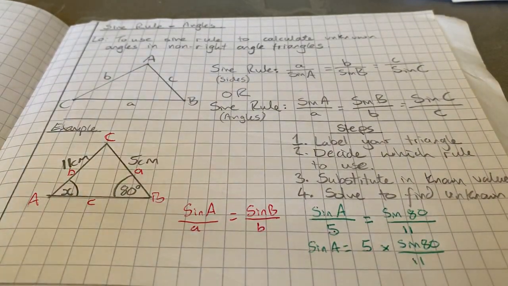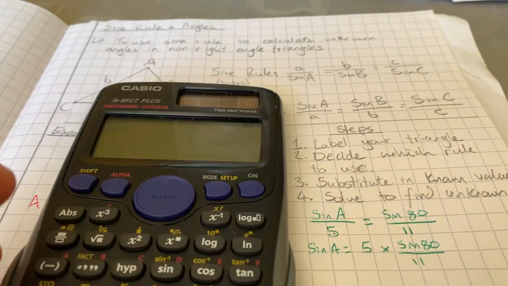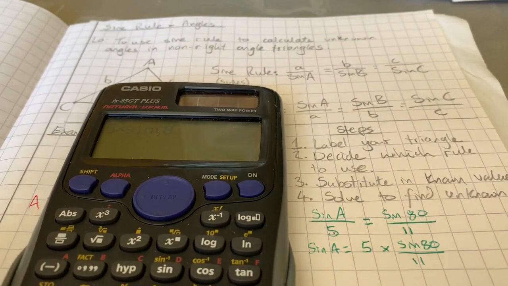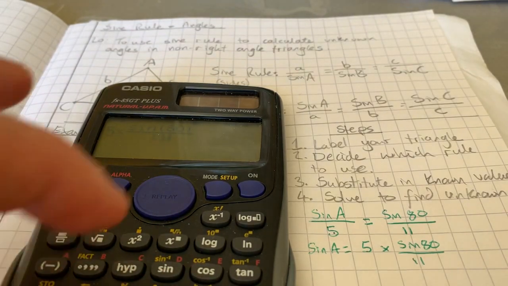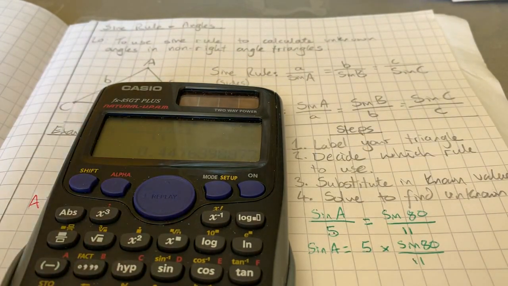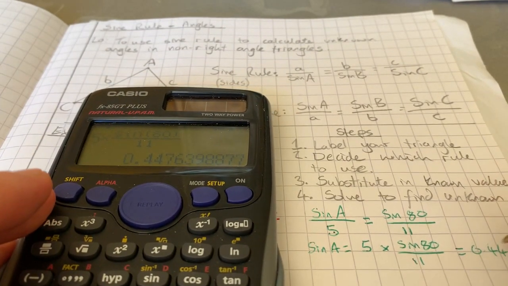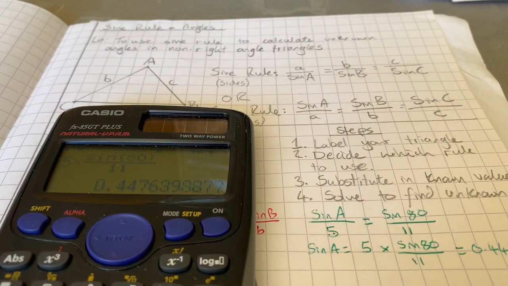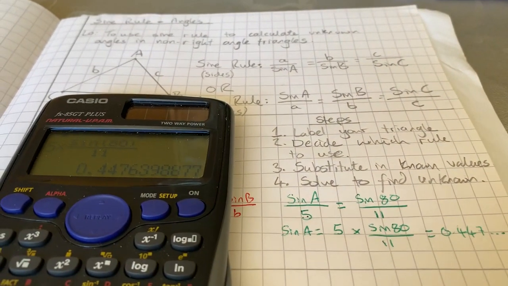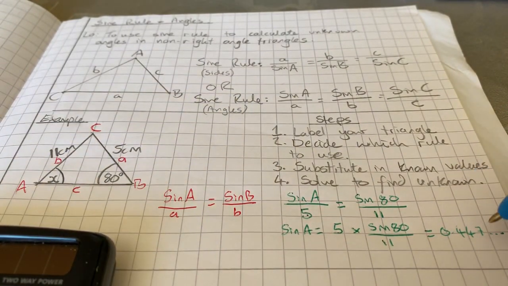So you get your calculator and you put that in there. So 5 times sine 80, make sure you close your brackets after the 80, all over 11. Press equals, and you get an answer of 0.447 and so on. It's important you don't round that number, you keep it, because what you need to now do is work out the angle.